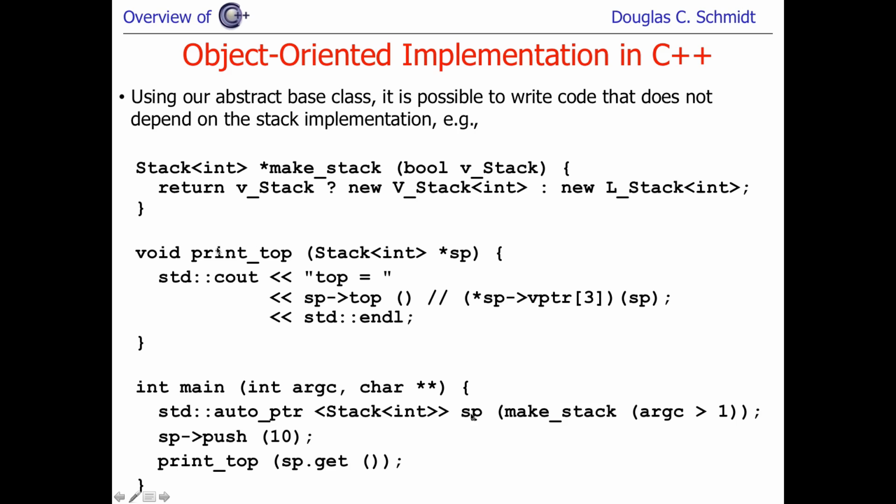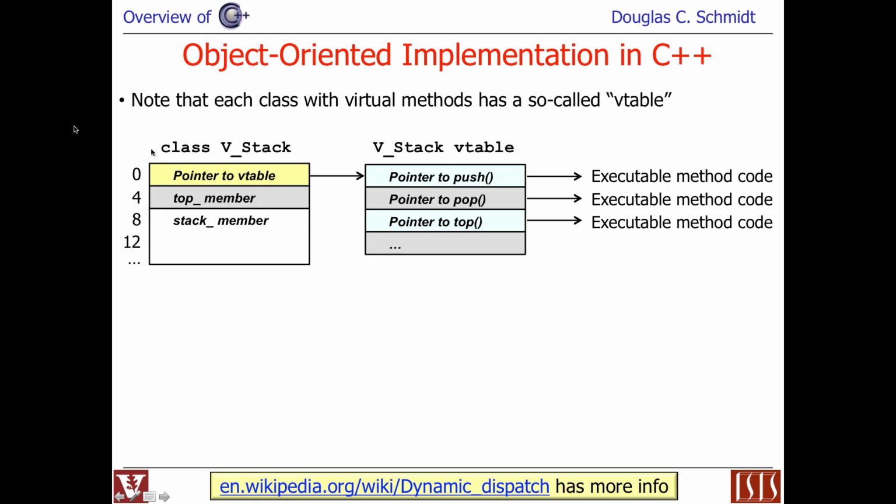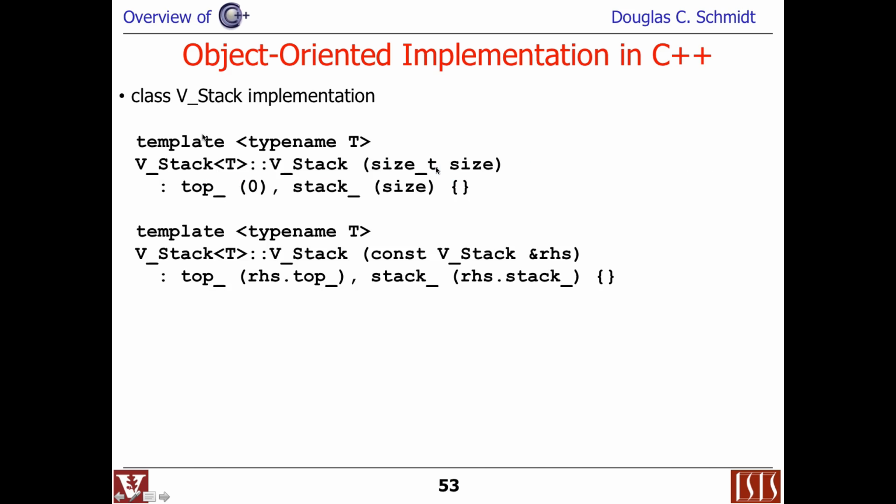We call make stack. We get back a pointer, and then we go ahead and we say print top, and we pass in the stack pointer. And what this does is this says SP for stack pointer arrow top. So that's identical in terms of implementation to iterator arrow except, right? Same idea, right? It's calling it through a base class pointer. And what happens under the hood is that this turns into SP arrow V pointer, which is the thing we showed here, V pointer, which takes us to the V table.